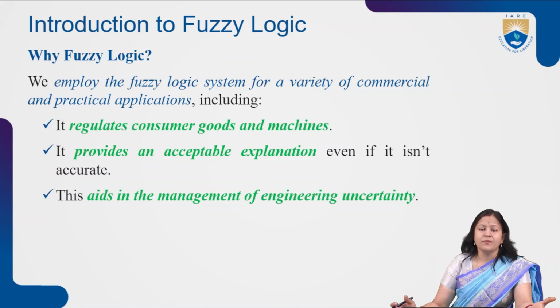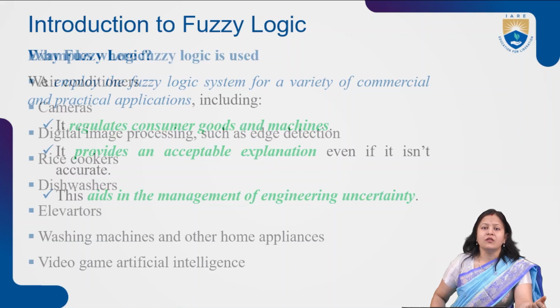Second one, it provides an acceptable explanation even if it is not accurate. That normally happens in all situations. Even when things are not acceptable, it can give an acceptable explanation. That is why fuzzy logic is used. This aids in the management of engineering uncertainty. Especially all the engineering and management things are related to uncertainty. That is why fuzzy logic is used to implement or to understand all the linguistic terms.